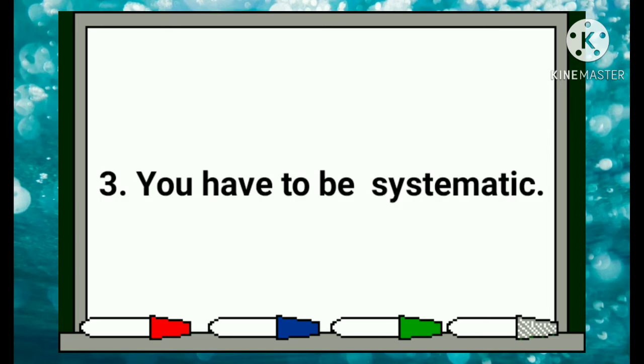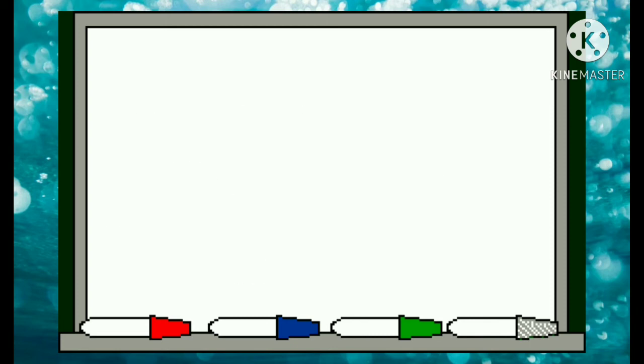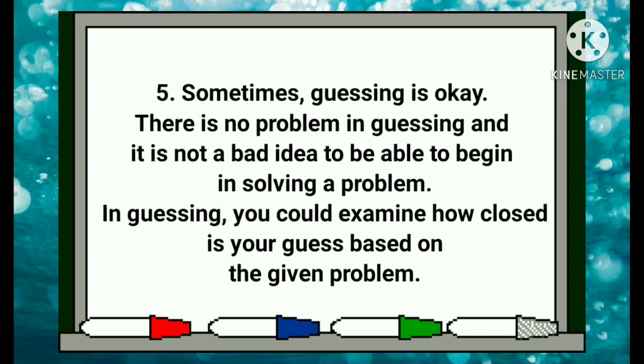Number 3, you have to be systematic. Number 4, just like what we have in devising a plan, look for a pattern and try to solve a similar but simpler problem. Number 5, sometimes guessing is okay. There is no problem in guessing and it is not a bad idea to begin solving a problem that way. In guessing, you could examine how close your guess is based on the given problem.